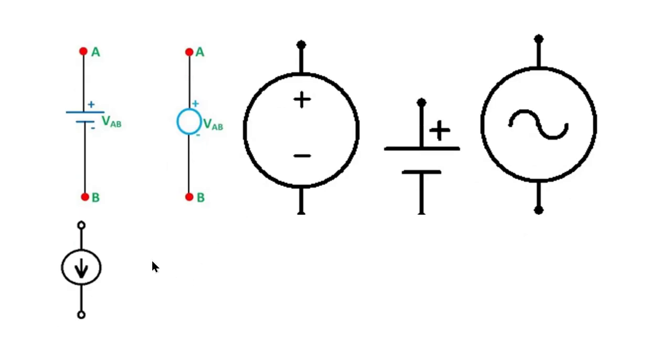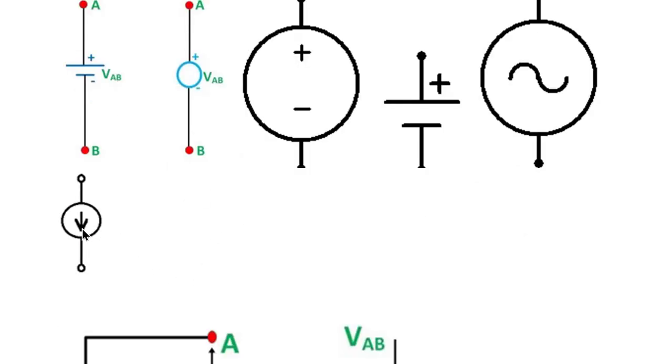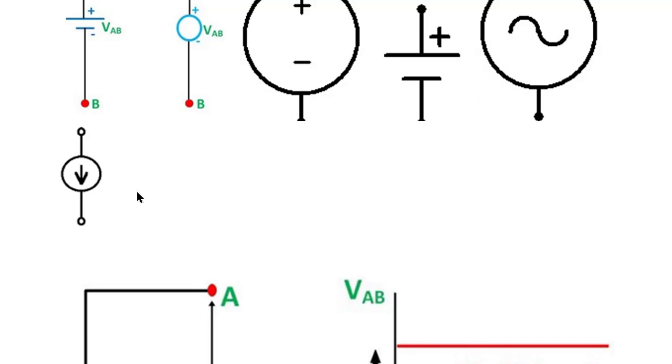And coming to the independent current sources, the representation for the independent current source is like this. This is the ideal current source. For this, the internal resistance is infinite.